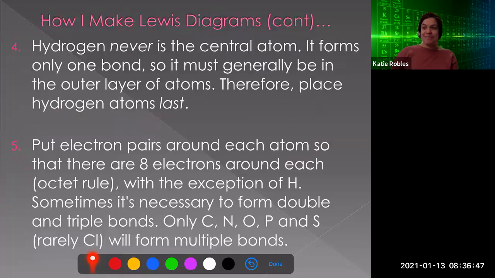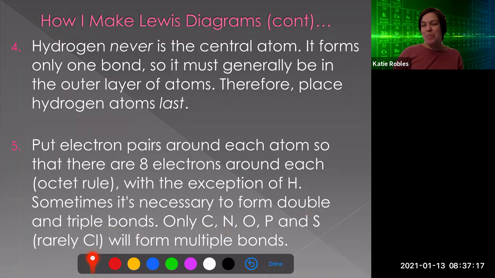Hydrogen, like I said, is never the central atom. It forms only 1 bond. So it's going to be in the outer layer of atoms. Therefore, put them in last. Put your hydrogens in as an afterthought. And then this is what I just showed you. You put electron pairs around each atom so that there are 8 electrons. You follow this octet rule. Sometimes it's necessary to form double and triple bonds, which I will have to show you in a second.